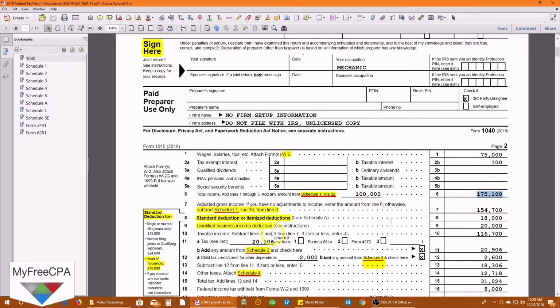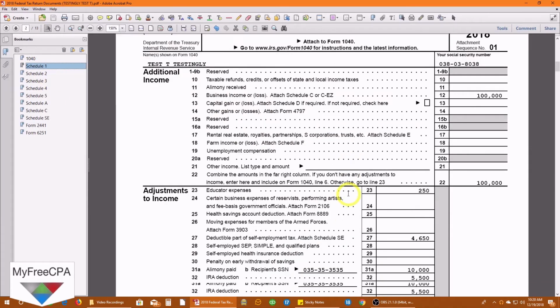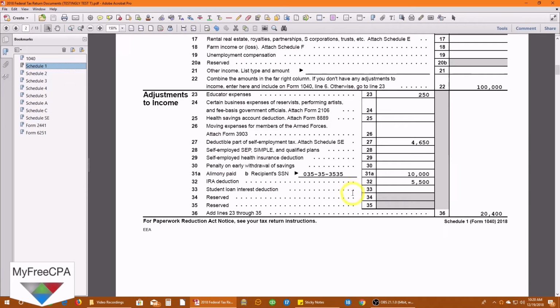Next, you're going to subtract adjustments, back to Schedule 1. Adjustments used to be on the bottom of page 1 of your 1040. Now it's on Schedule 1. Adjustments are, if you're an educator, you get an educator expense, $250. That means if you're a teacher, principal, special performing artists, government officials, reservists.